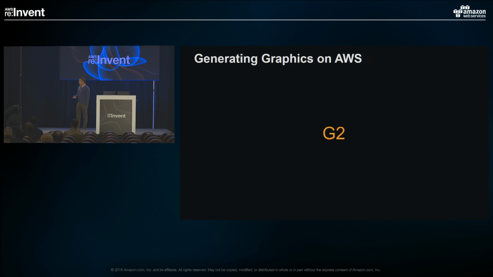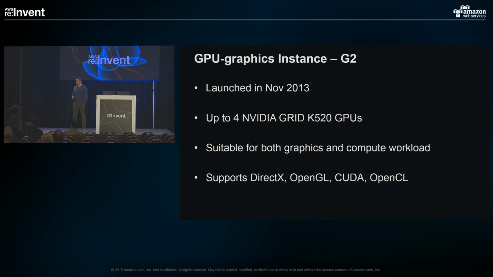So for generating graphics on AWS, we've had our G2 instance for a while. We launched it in November 2013. It's based on NVIDIA K520 GPUs, the grid hardware. And you have two choices. You have the G2 2x large or the G2 8x large. The 2x large, you basically have 8 vCPUs, 15 gigabytes of memory, and you have basically one GPU to work with. On the 8XL side, you have 60 gigabytes of memory and 4 GPUs. So you've got these two configurations to work with.